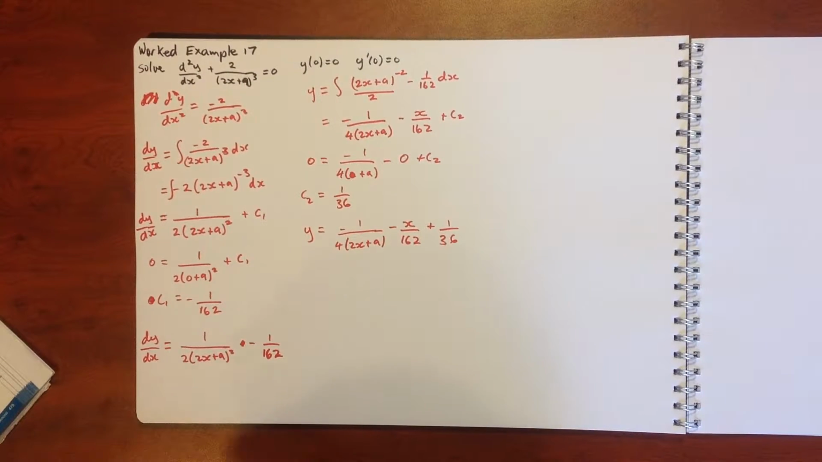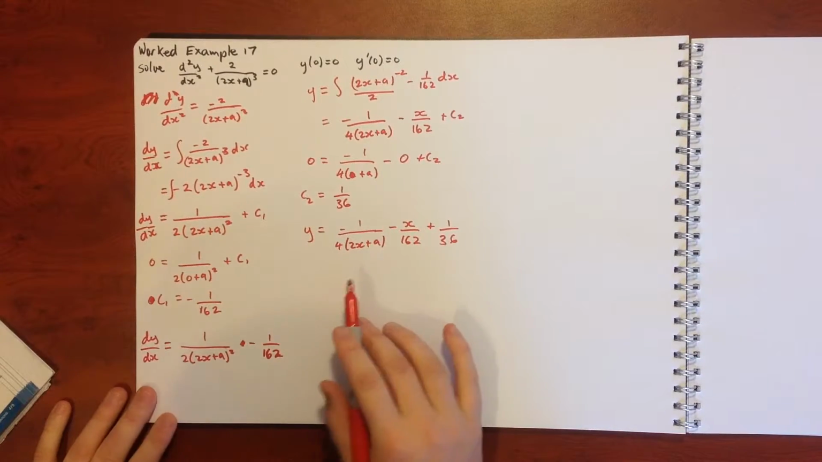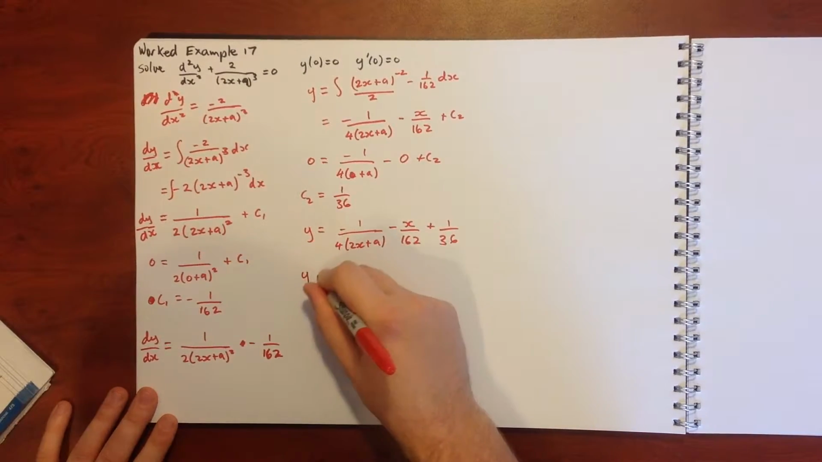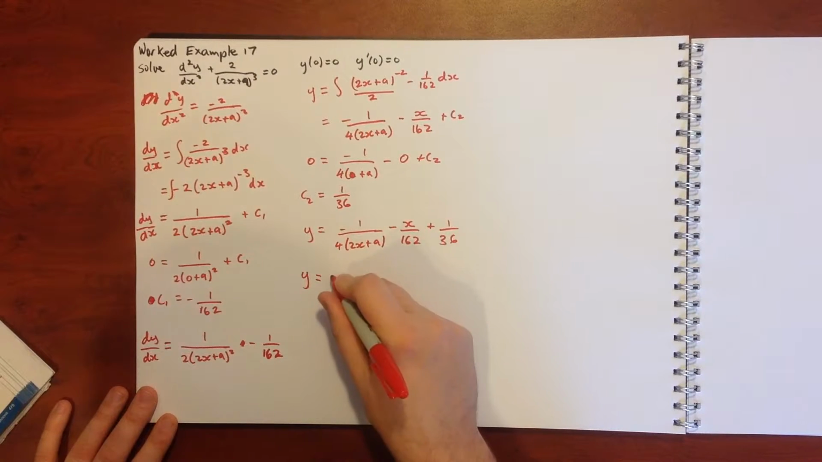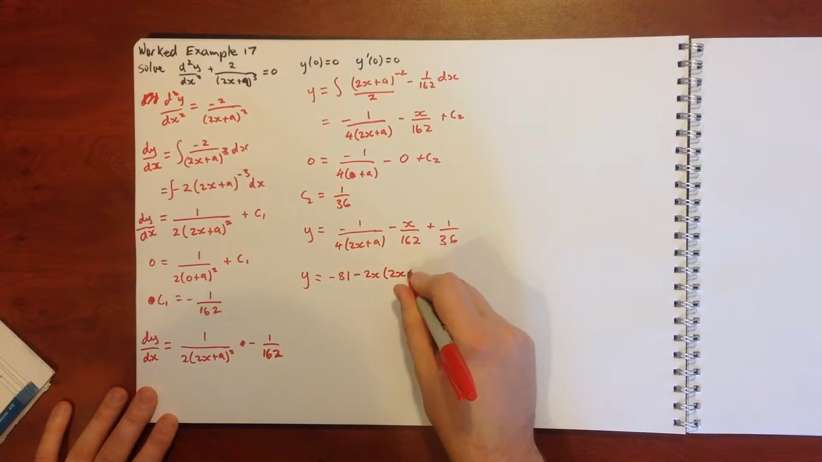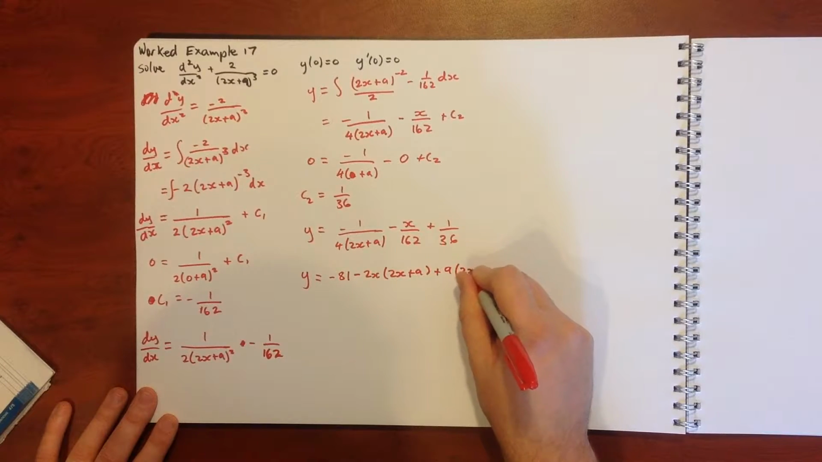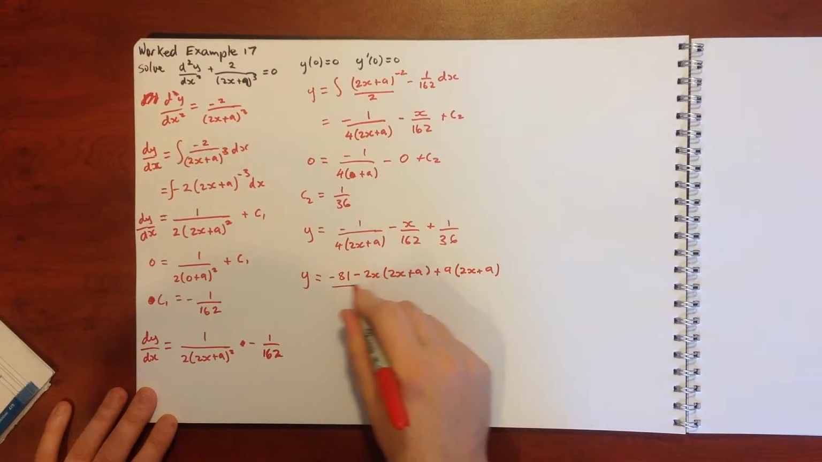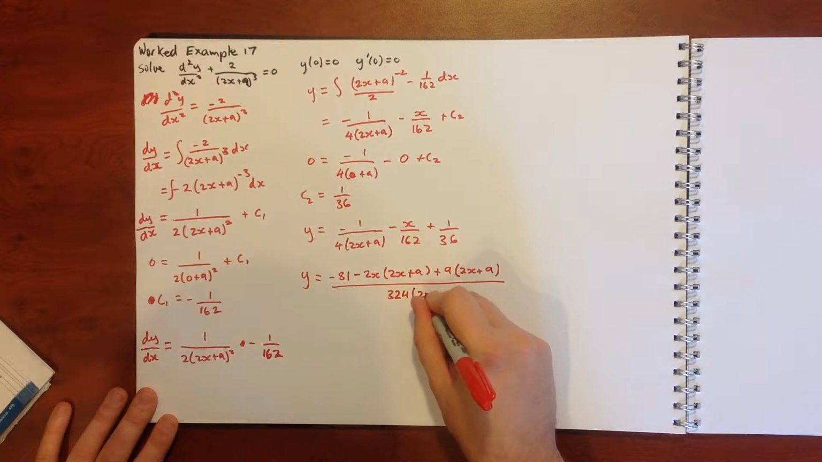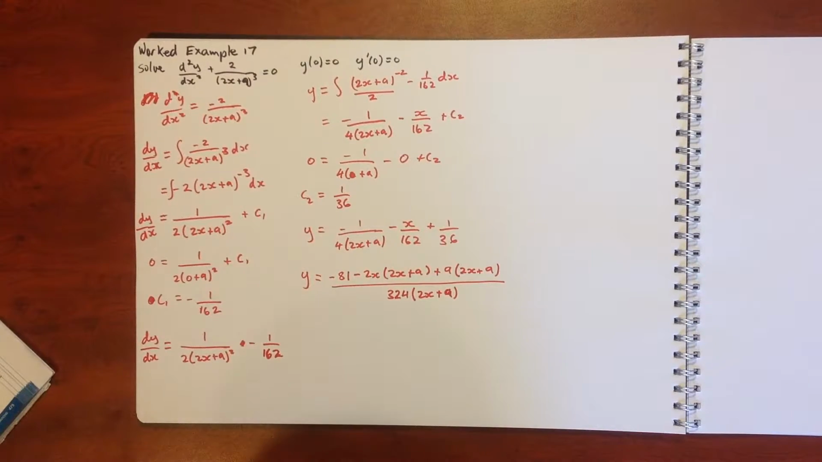Okay, now for this one they want us to simplify it further, so what we need to do is make our denominators the same. When we make our denominators the same, we end up with minus 81 minus 2x times (2x plus 9) plus 9 times (2x plus 9), all over 324 times (2x plus 9). Okay, so that's making our denominators the same.